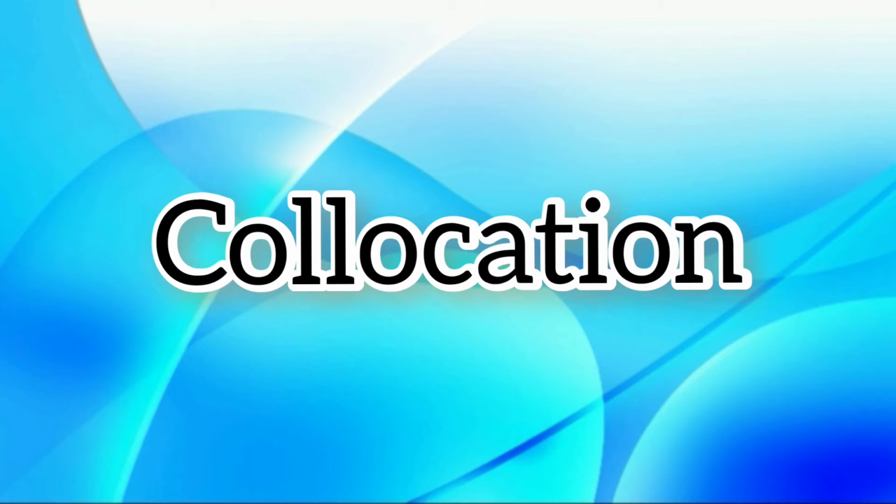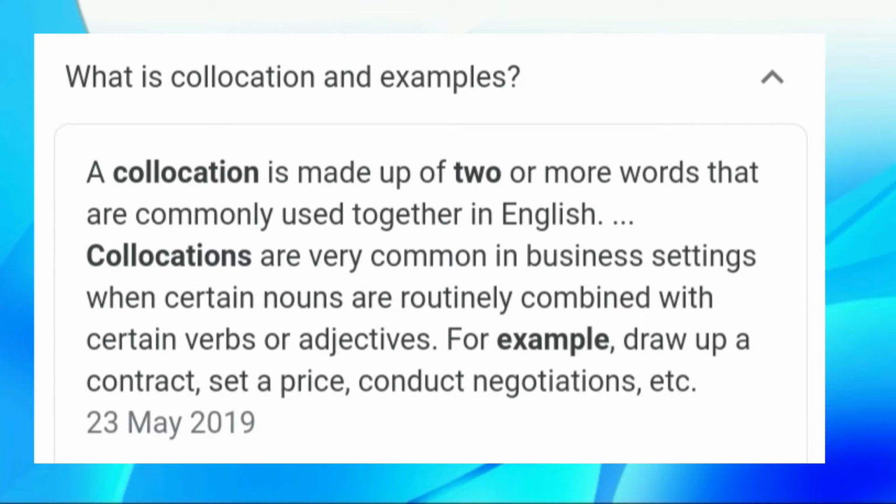So first we have collocation. To define collocation, it is made up of two or more words that are commonly used together in English. Collocations are very common in English settings when certain nouns are routinely combined with certain verbs or adjectives. For example, draw up a contract, set up a price, conduct negotiation, etc.